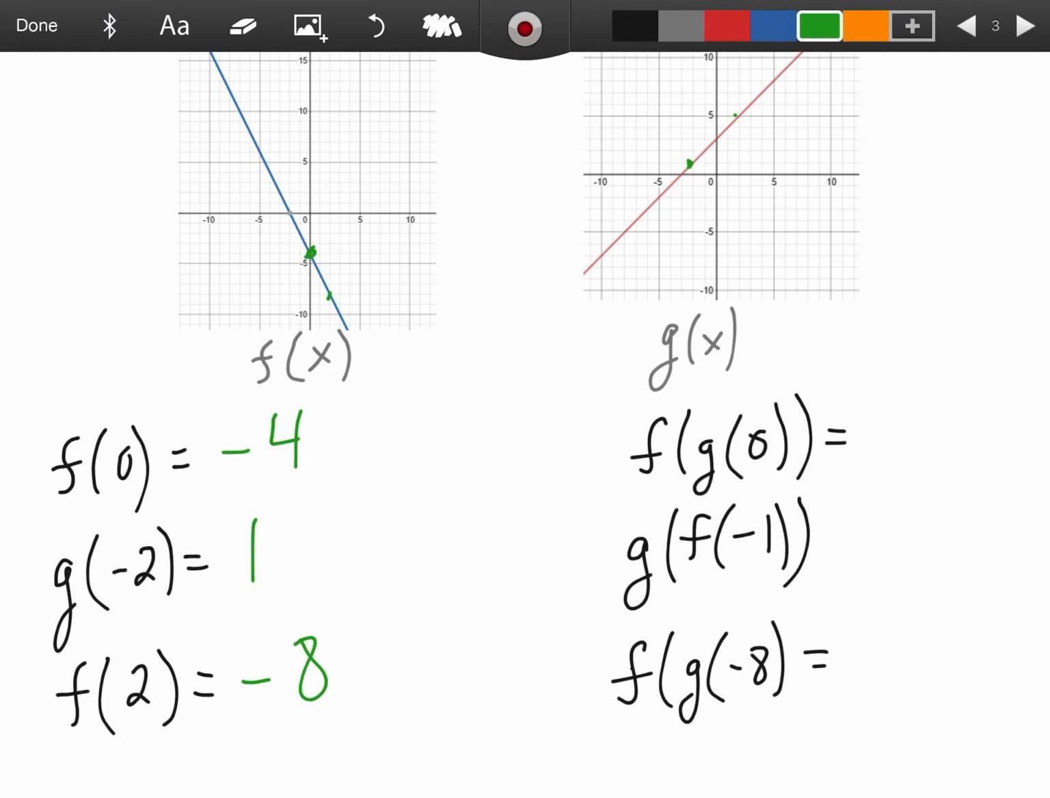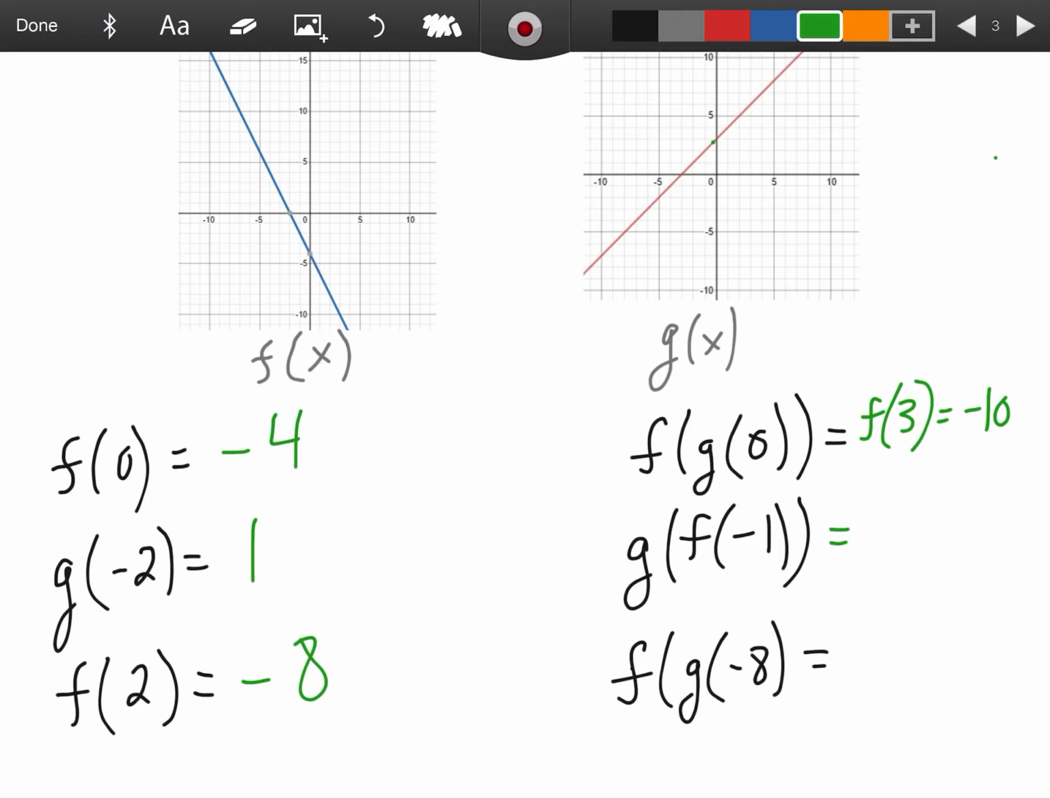All right, now f of g of 0. So first I'll find g of 0. When x is 0, it looks like our y value is 3. So g of 0 is 3. So now I'm looking for what is f of 3. And f of 3, we can see with the point 3, -10. So f of 3 is -10.